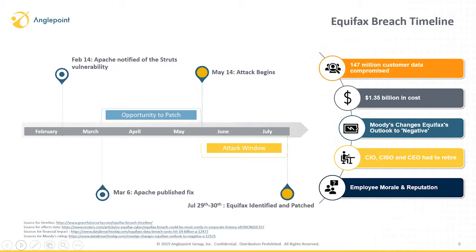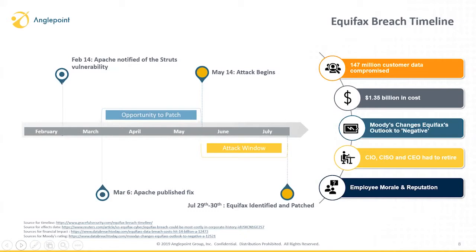The breach continued until the very end of July when Equifax identified the vulnerability and patched it. So you can see on the timeline here that Equifax had a little over 2 months to secure themselves, and that attackers had a little over 2 months as well to have access to Equifax. In all, it took nearly 5 months for Equifax to identify the vulnerability and get it patched. And you can see on the right some of the effects of the breach.